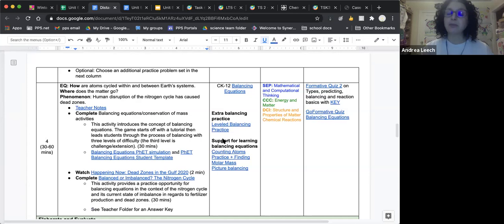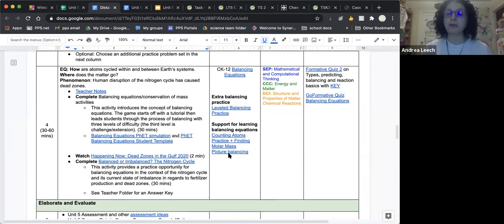There are some leveled practice sheets here that also talk about how you might want to approach it if you have students who are struggling with how to balance equations once they've gone through the PhET simulation. There are a couple of different support activities for helping them learn that. There's one where you're using different kinds of pictures. There's another one where they look at counting atoms. Either one of those works.